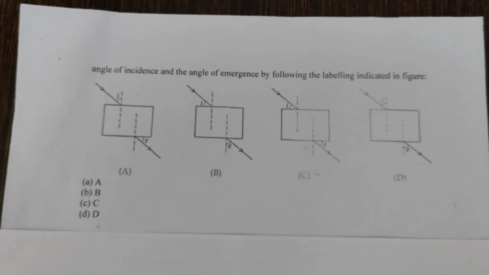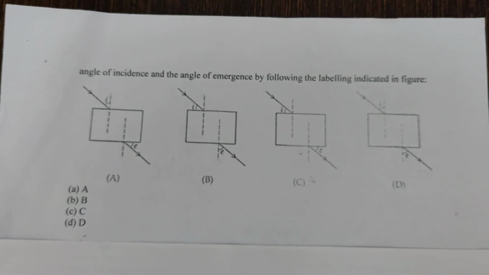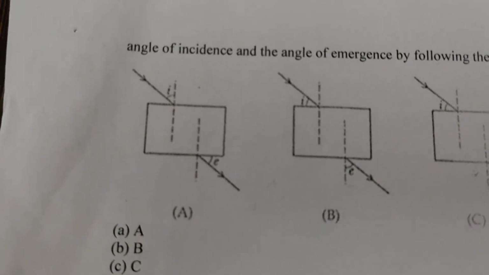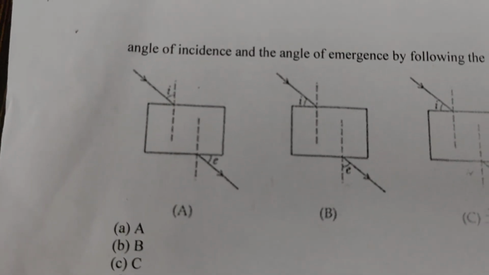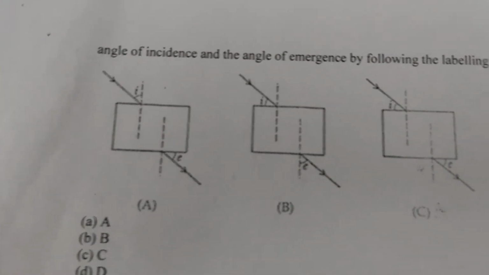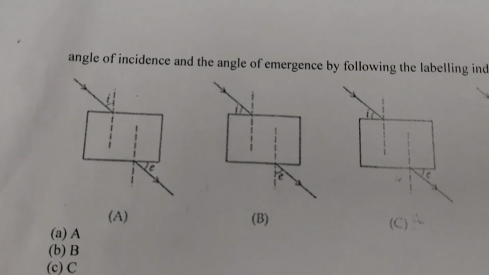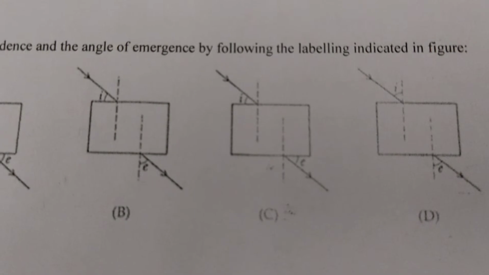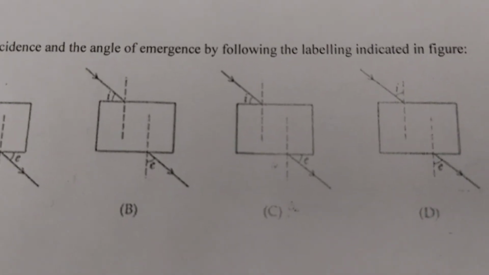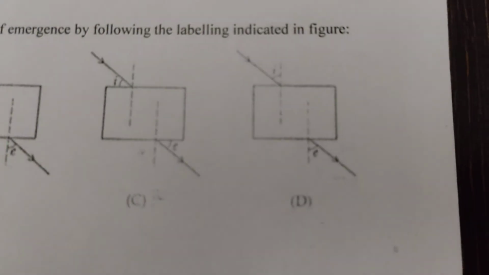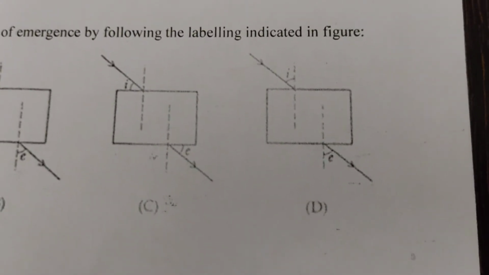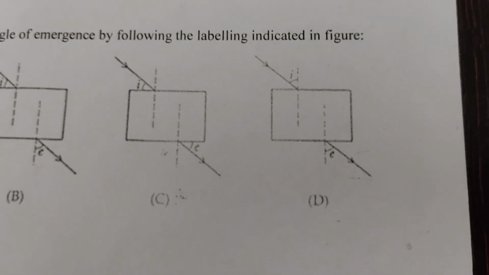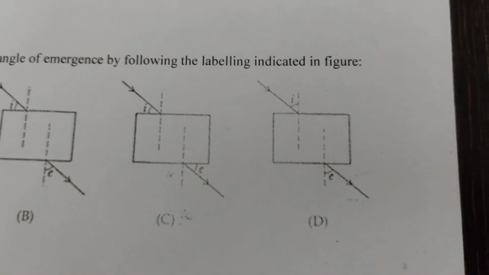So when we look at the four options, four diagrams, we can easily make out that in the first option, I is correct, but E is wrong, as E is not an angle between the emergent ray and the normal. In the B option, I is wrong, E is correct. In the C option, I is wrong and E is also wrong, so both are wrong. In the fourth option, we can see that I is the angle between the incident ray and the normal at the point of incidence, and E is the angle between the emergent ray and the normal at the point of emergence. So D is the correct option.